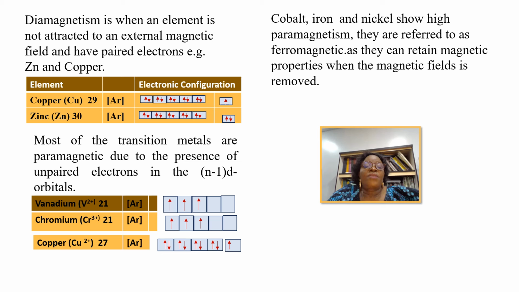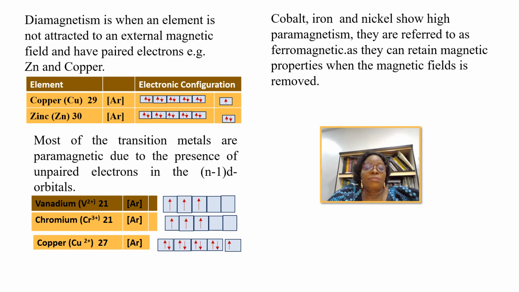The presence of an unpaired electron in the 4s orbital does not contribute to the spin at all. Like copper, you are seeing one electron there, but it has nothing to do with diamagnetism. Most of the transition metals are paramagnetic due to the presence of unpaired electrons in the (n-1)d orbital. Hence, they are easily attracted by a magnetic field. What do we mean by that? When you take a magnet and bring it closer to these metals, they will attract.